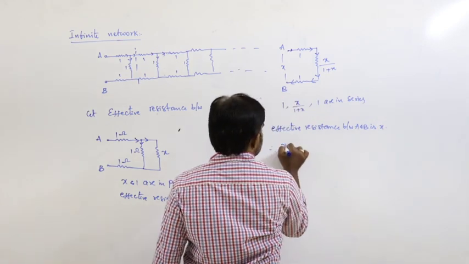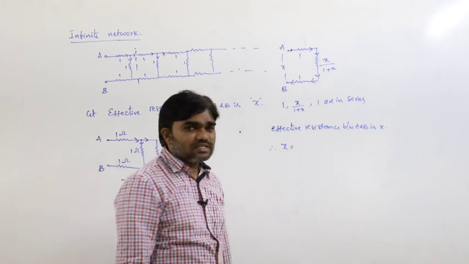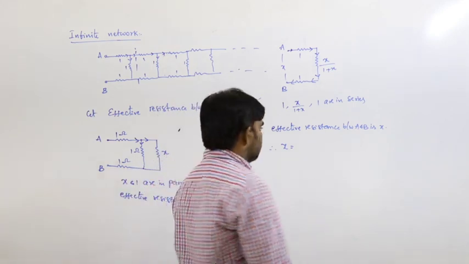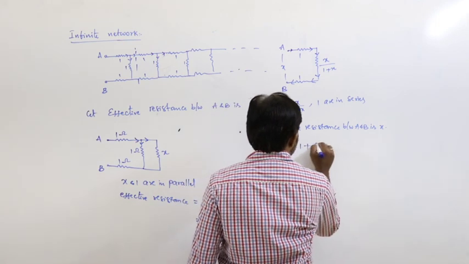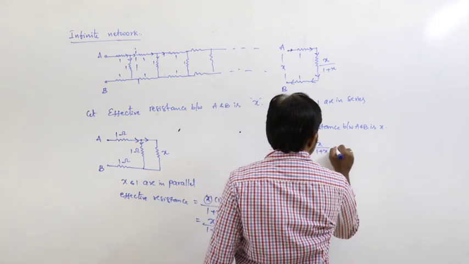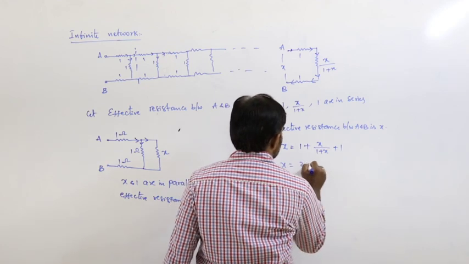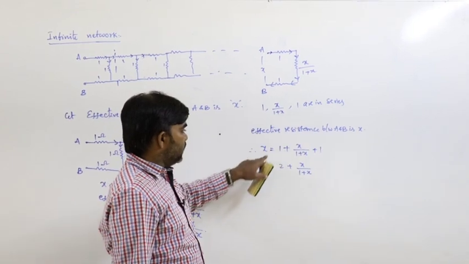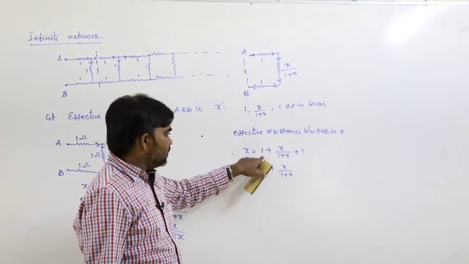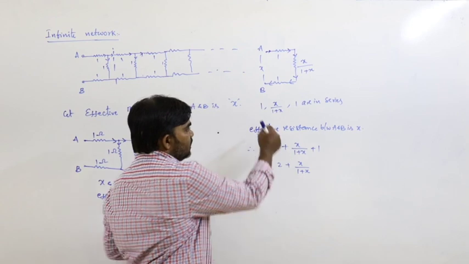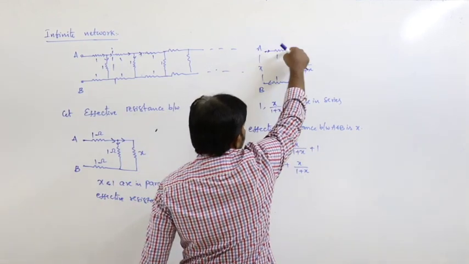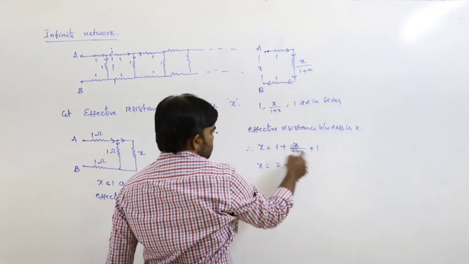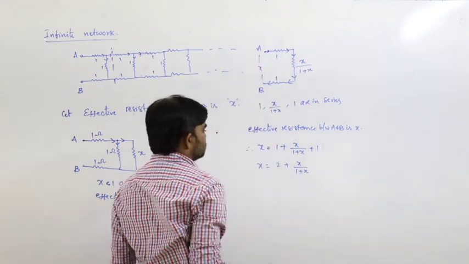So therefore x is equal to, if three resistances are in series, what is the effective resistance? R1 plus R2 plus R3, that is 1 plus x by 1 plus x plus 1. Therefore x is equal to (2 plus x) by (1 plus x). That's why it is 1 plus x by 1 plus x plus 1, because these three are in series. Between A and B, the effective resistance is also x.